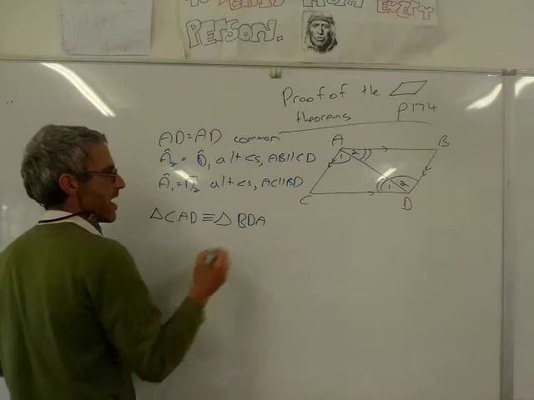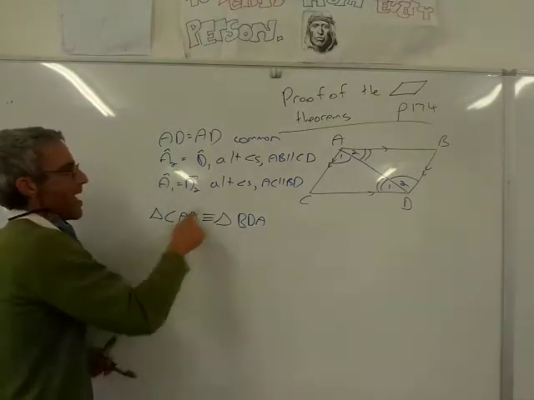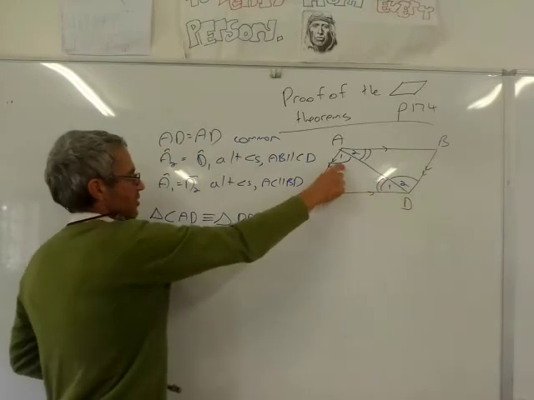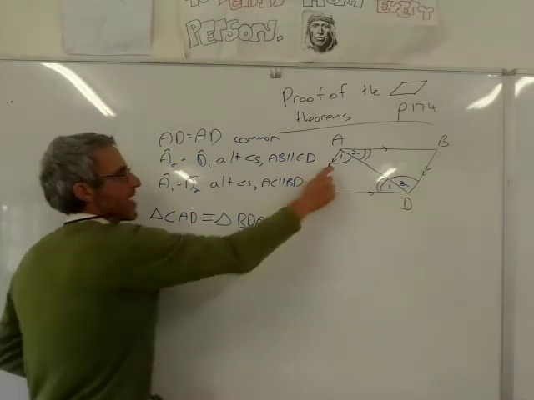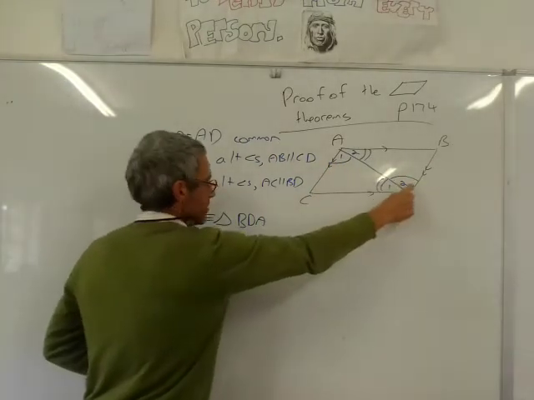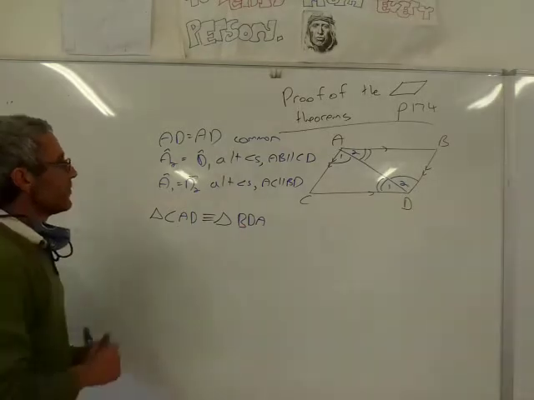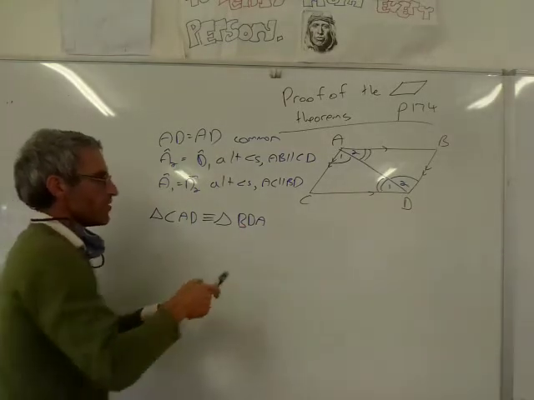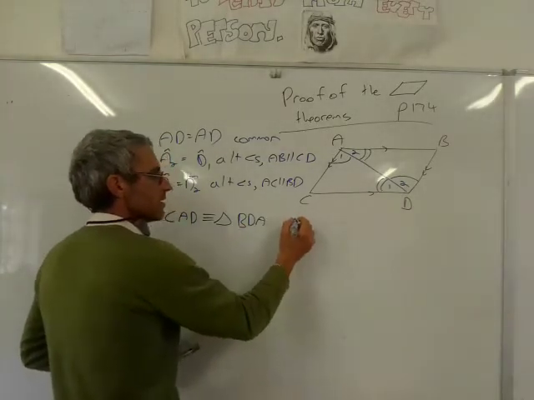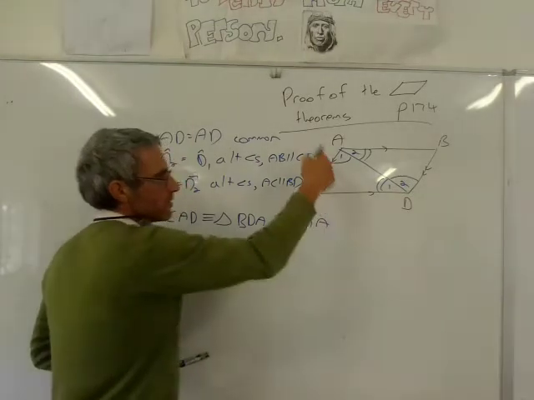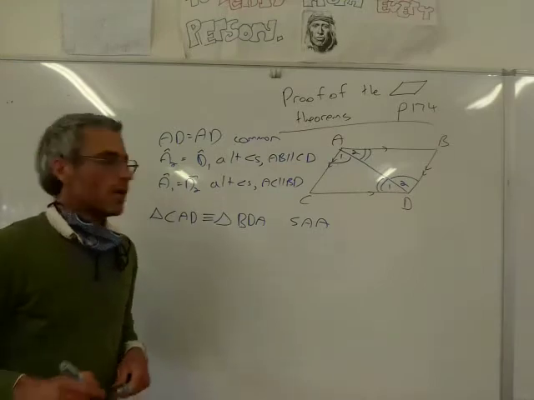Okay, why BDA? Because angle A, in that triangle CAD, I'm looking at angle A is equal to angle D2. So the middle letter here has to be D. Okay, right? And the reason, obviously I have to give a reason, is SAA. One side and 2 angles.